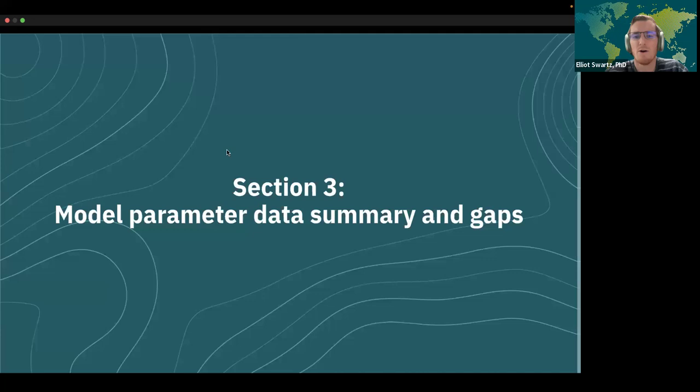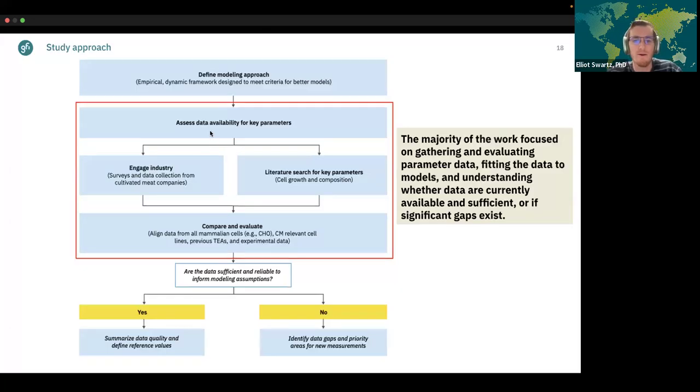All right, so we'll switch off here and talk about, now that you have a sense of the overall conceptual framework in which we're operating, we'll now jump to really the majority of the work, which focused on gathering and evaluating the parameter data that would be used to fit, and then fitting the data to different types of models and understanding whether data are currently available and sufficient, or whether significant gaps exist. And as you can perhaps guess, with a new field, there are significant gaps with respect to data, as we call out in the report.